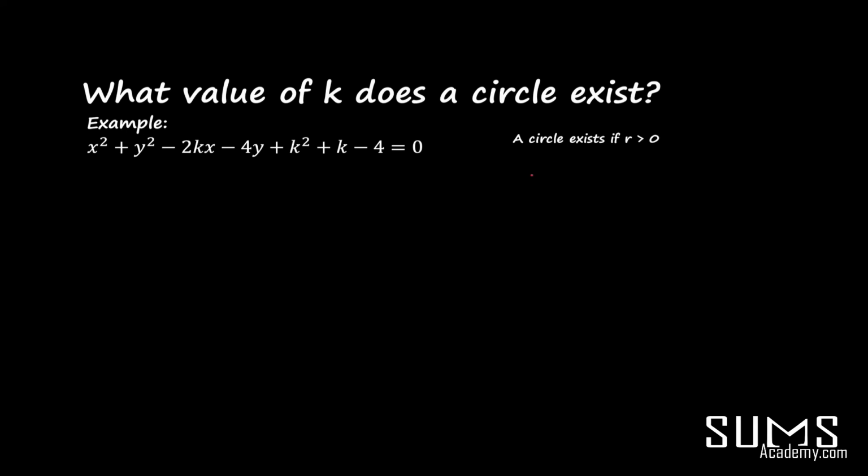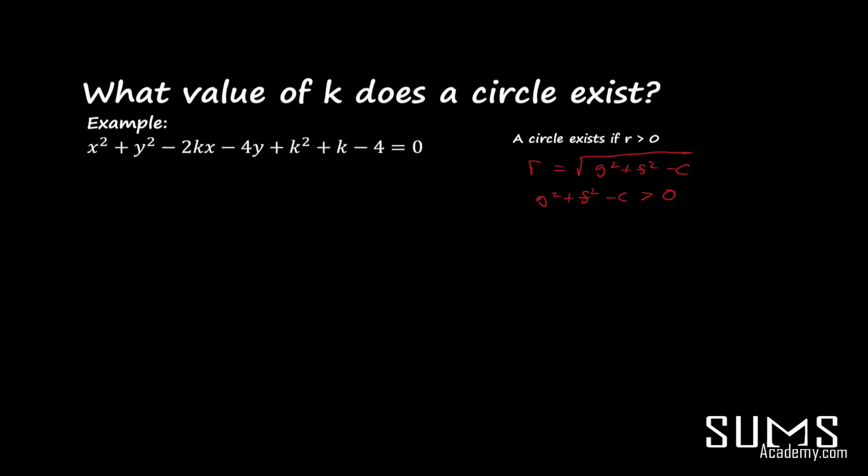r is equal to the square root of g squared plus f squared minus c. So you can even take away the square root here and just think g squared plus f squared minus c has got to be greater than 0. That's your condition. So let's go back and have a look at the actual equation.